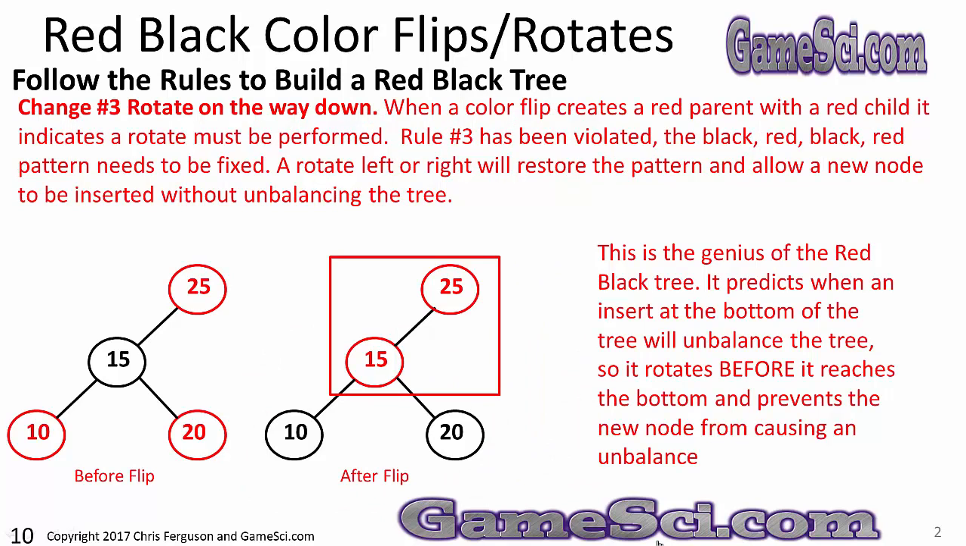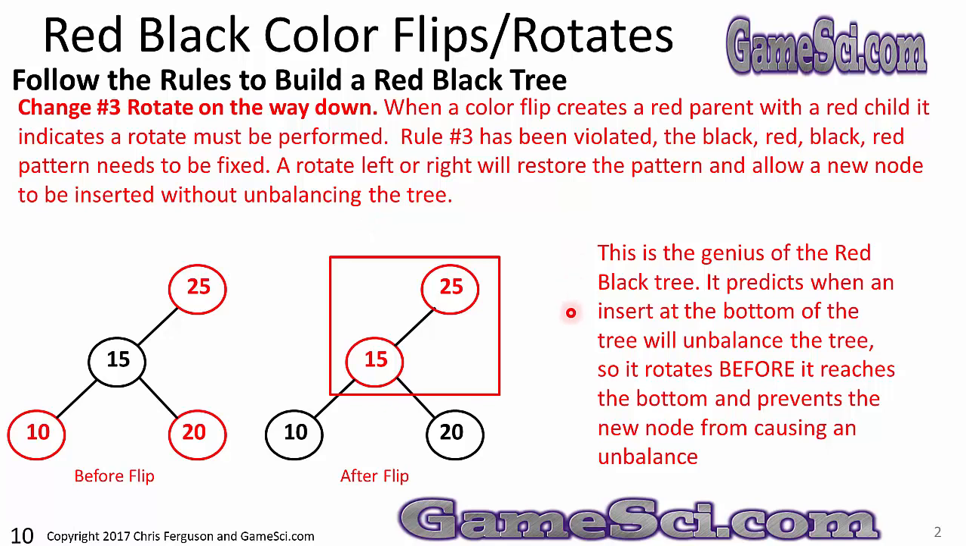The third change we can make to a red-black tree as we're working our way down the tree is to rotate on the way down. Change number 3 is rotate on the way down. When a color flip creates a red parent with a red child, it indicates a rotate must be performed. Rule number 3 has been violated. The black, red pattern needs to be fixed. A rotate left or right will restore the pattern and allow a new node to be inserted without unbalancing the tree. This is the genius of the red-black tree.